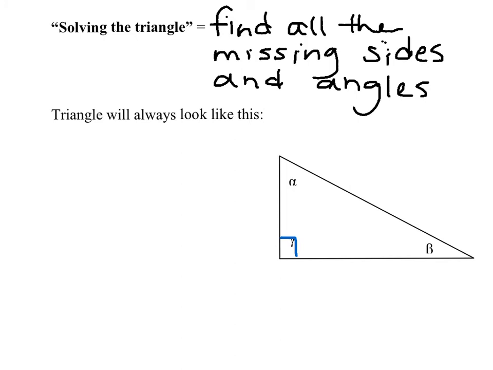But this has to be true. Little a has to be across from alpha. Little b has to be across from beta, and c is always going to be your hypotenuse. So that is very important. Even though it does not matter where you put alpha and beta, alpha and a have to be across from one another. Beta and b have to be across from one another. And then c is always going to be the hypotenuse. And remember, the hypotenuse is always across from the right angle.